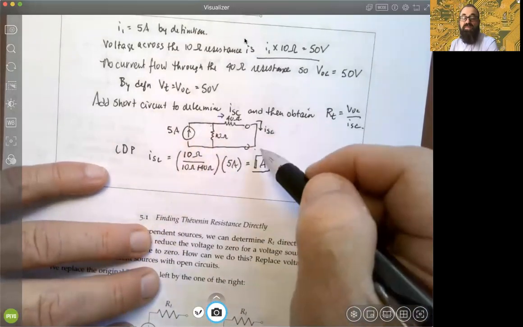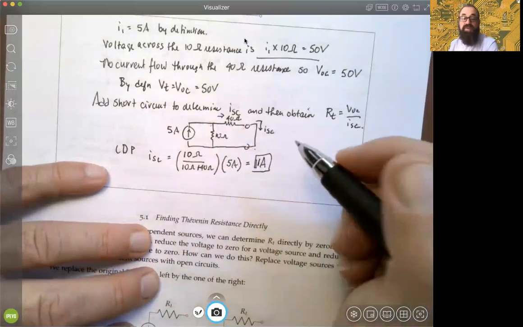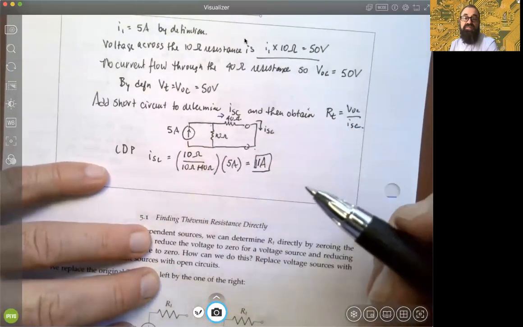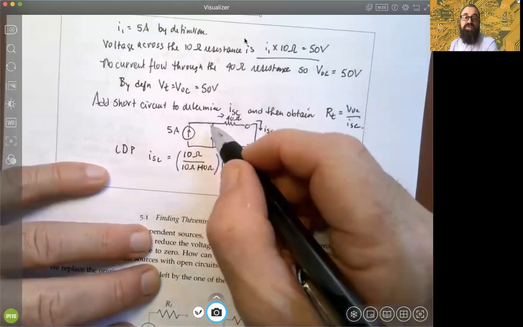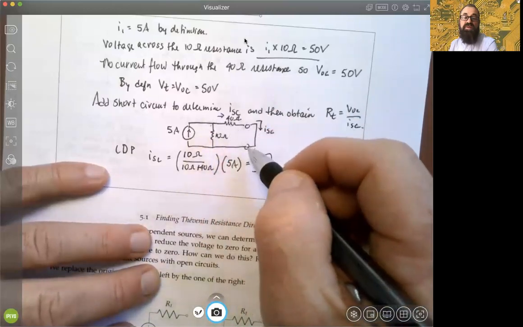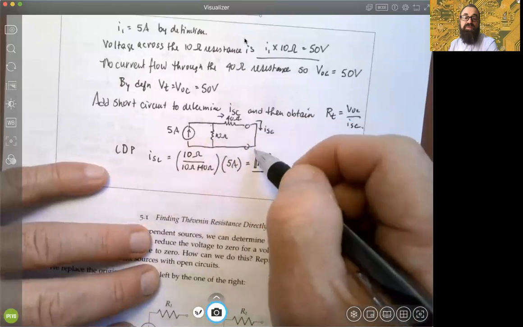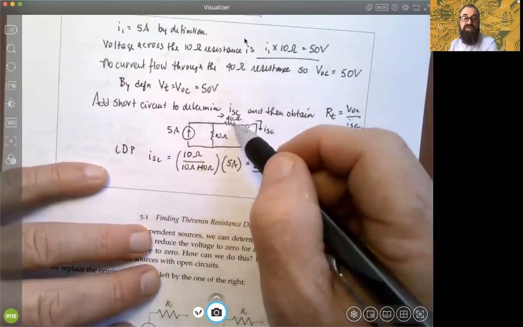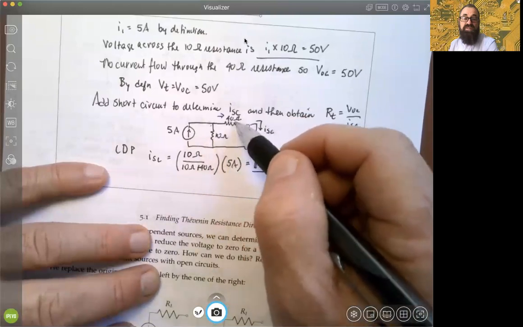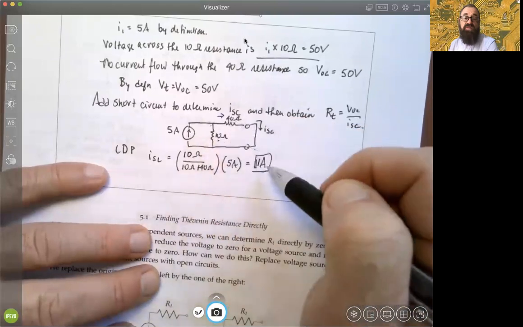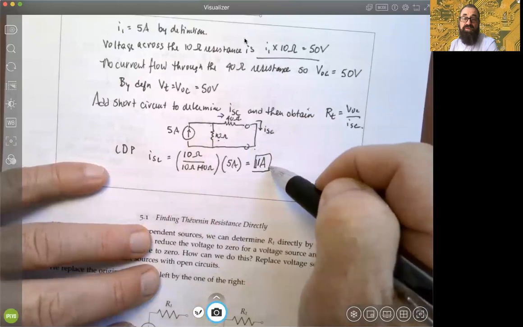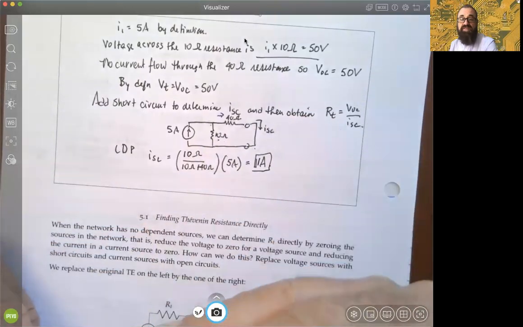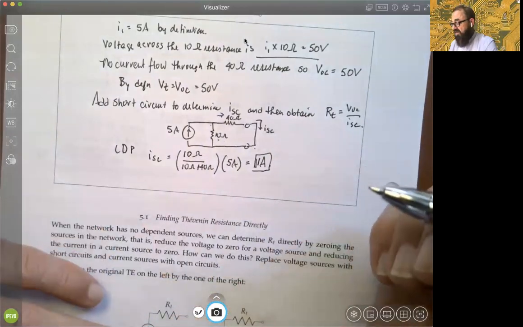So that's saying that out of 5 amps, 1 amp will go this direction, and then you'll get 4 amps through that direction, because by KCL the incoming has to equal the sum of the outgoings. That makes sense because look at the sizes of the resistances. This is 4 times larger than that, which means that current will be 4 times smaller than the other one. So that's consistent.